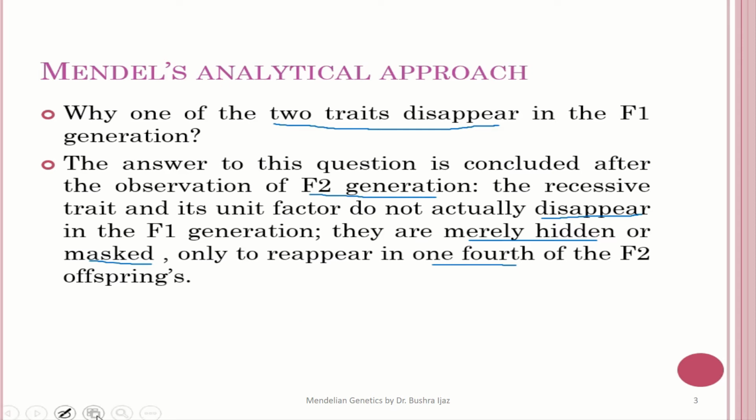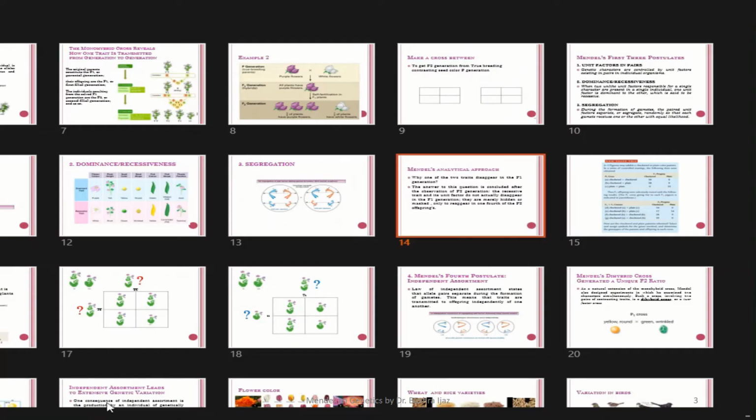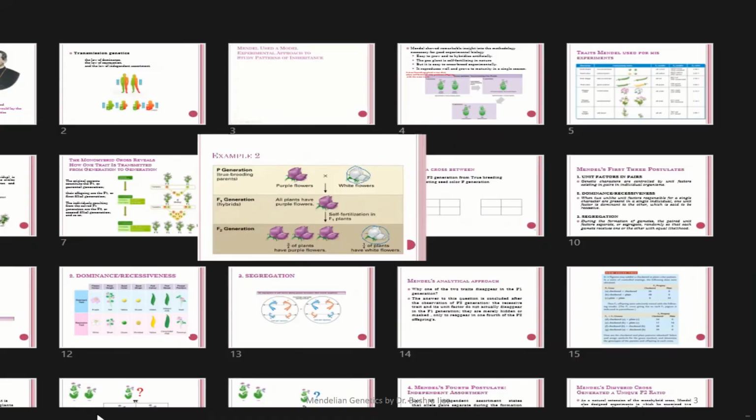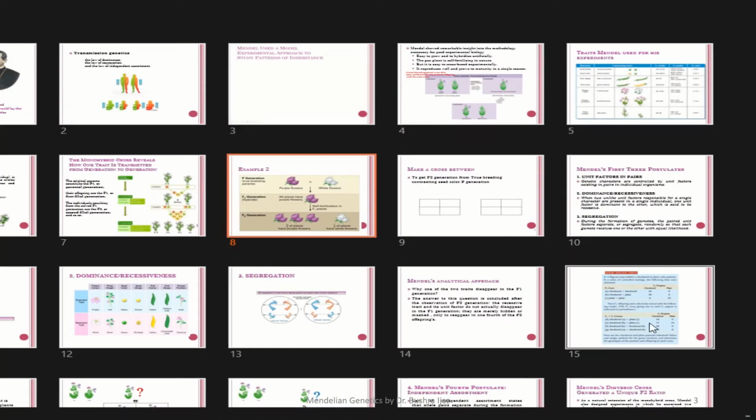I've already told you in this one slide that this white color flower is a recessive trait. It is not hidden in the F1 generation. It is masked actually. This character is then transmitted to the F2 generation, and here it reappears as 1/4 of the plants. So this character is recessive. That's why it is just hidden and masked over there. So, going to today's lecture.